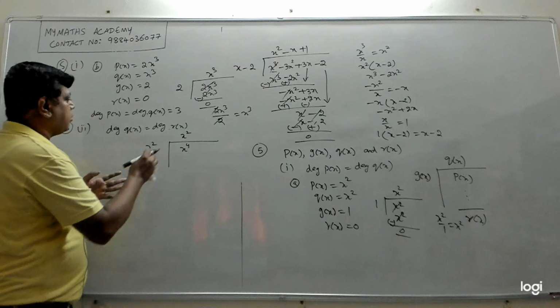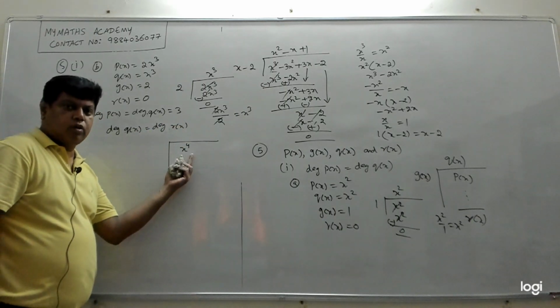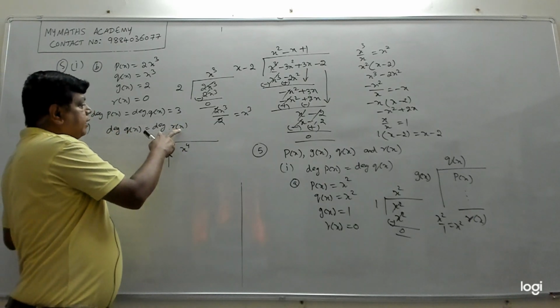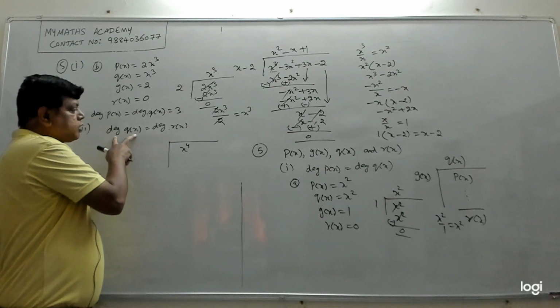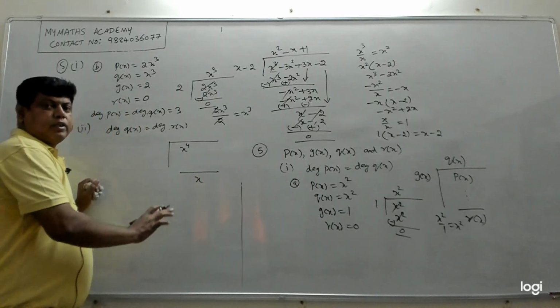Oh, sorry, no, we will not put that. Sorry, we'll come again. So this is x power 4. The p of x is x power 4. Now I want my degree of R of x and degree of Q of x to be equal. Suppose I am getting the remainder as x. Let's assume the remainder as x.